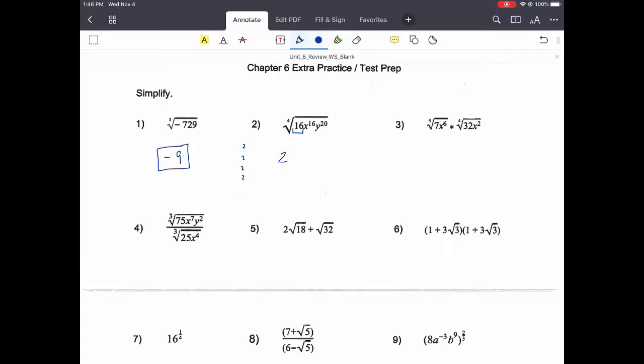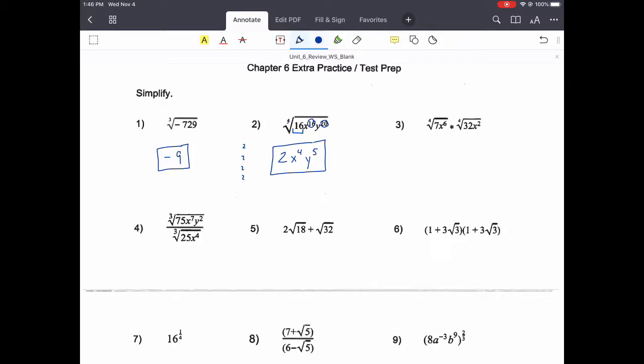Since 16 here on our exponent is divisible by 4, we'll go ahead and divide it. So x to the fourth. And then here, since 20 is divisible by 4, we'll go ahead and divide it, y to the fifth. So we're able to take the fourth root of each of those, so that's good.